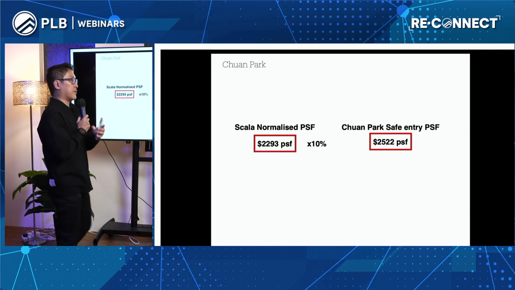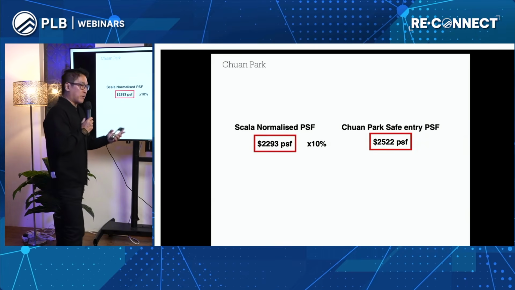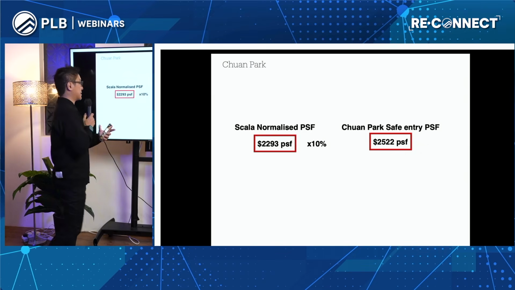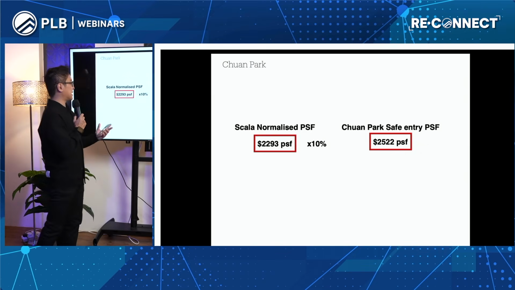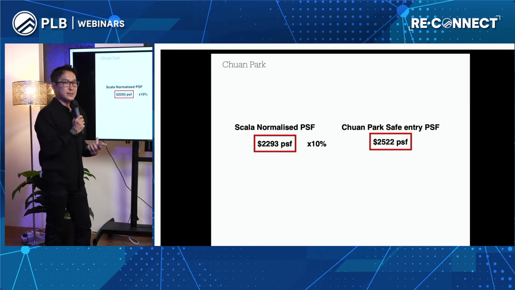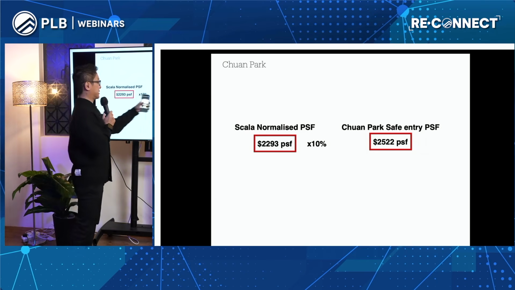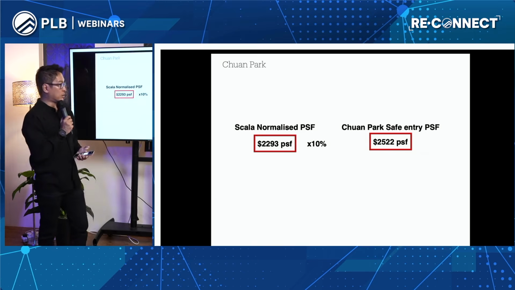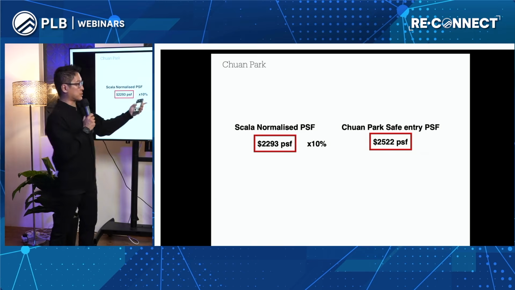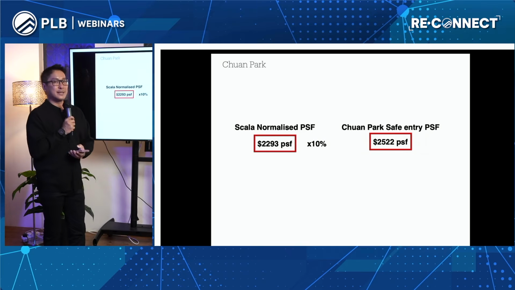And Chuan Park itself, if you look at the comparison, so now you're at this decision whether I should buy Chuan Park or should I buy Scala, right? As an example, the normalized PSF is 2,293 per square feet for Scala, times 10%. The safe entry price for Chuan Park itself will be 2,522 PSF. So if you do that, then when the launch price is out, the price for Chuan Park at 2,522 PSF is actually a very safe entry price to buy in.